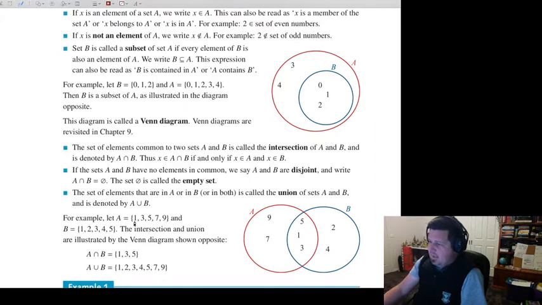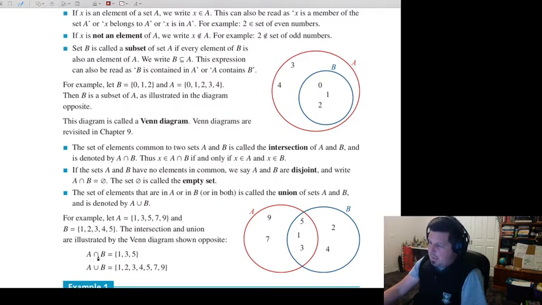So when you've got A union B, they've got an example. Let A have the elements 1, 3, 5, 7, and 9. And in set B, you've got the numbers 1, 2, 3, 4, 5. The intersection and the union are illustrated in the Venn diagram shown opposite.